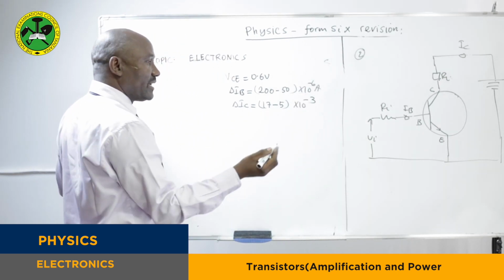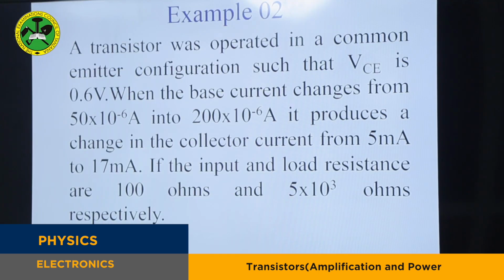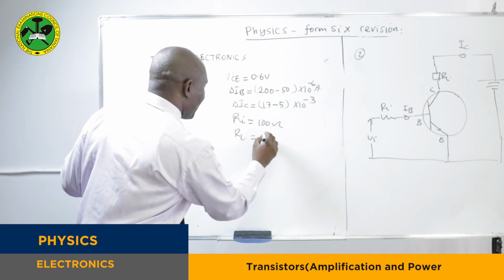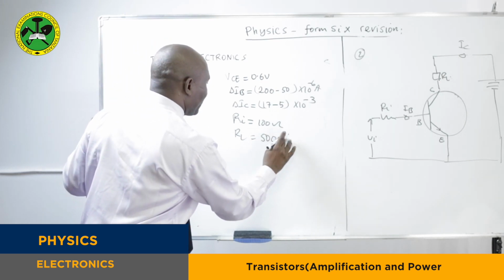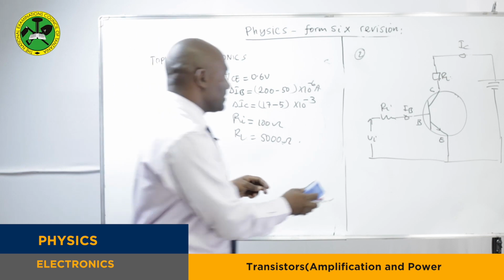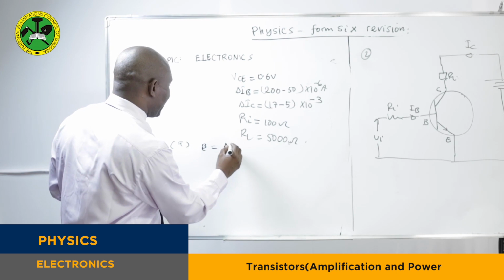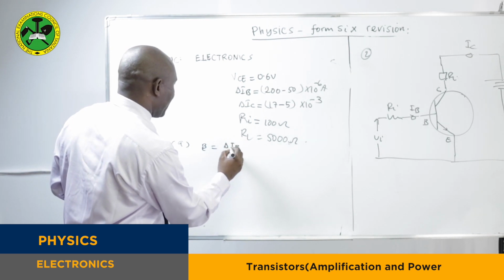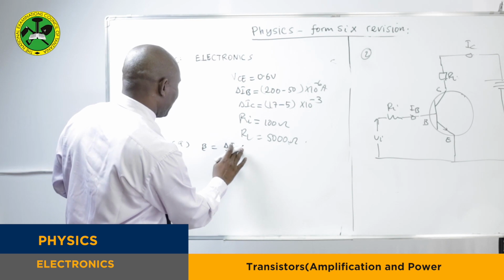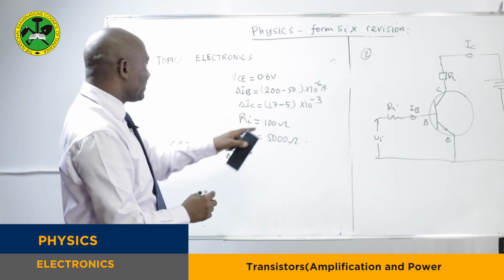You're given that the input resistance Ri equals 100 ohms, and the load resistance, which sometimes we take as the output resistance, is given as 5,000 ohms. Now, what is the question asking? Let's see what the question says. The current gain equals the change in the collector current over the change in the base current. So you're supposed to find the differences here.